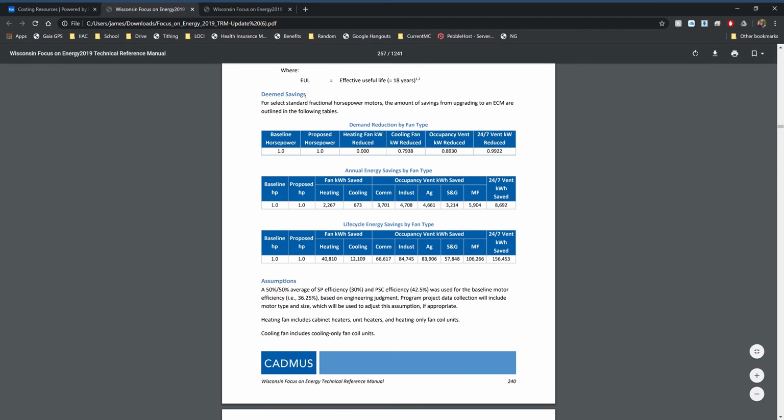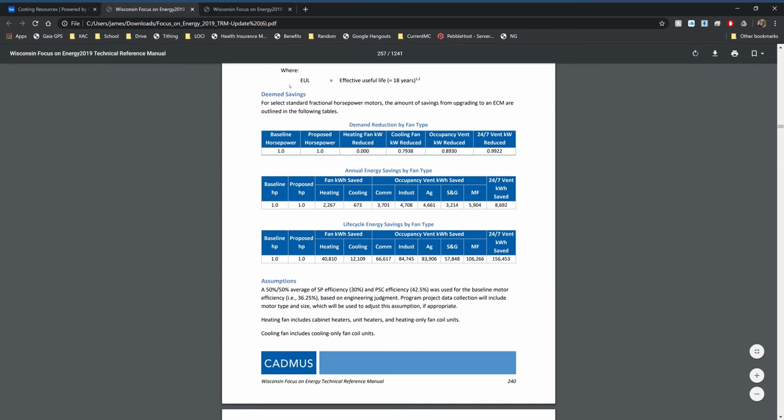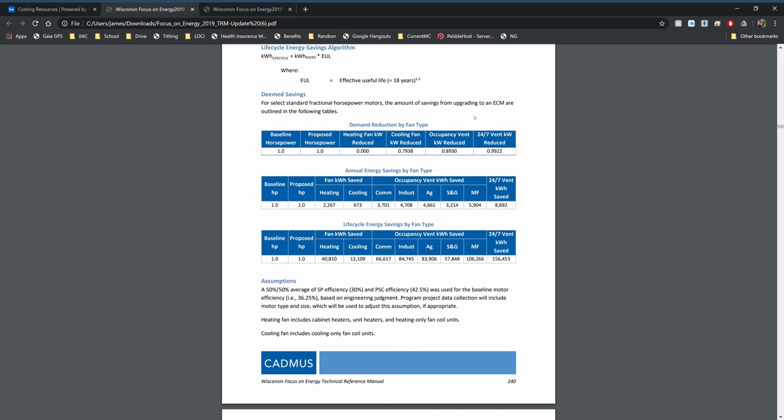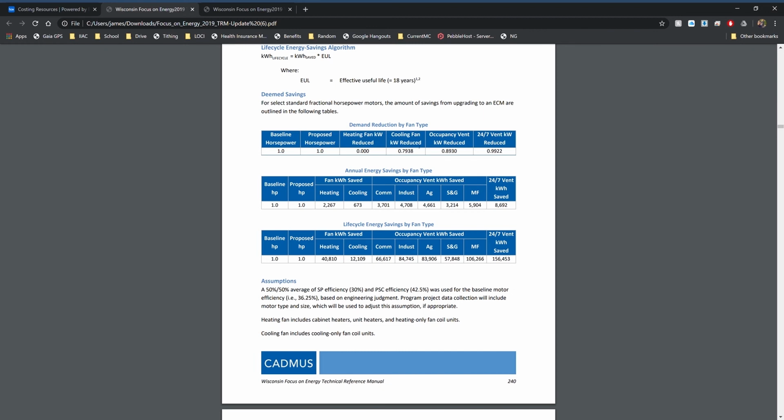So these deemed savings are different than the savings algorithm that we saw above. With the algorithm, you are calculating the savings for the specific application. Here we're going to see some deemed savings. Let's say there's a lot of research behind this, and people who know what they're talking about have done this so many times that they've come to the conclusion that under these conditions, this is what we could expect to see as far as savings go.